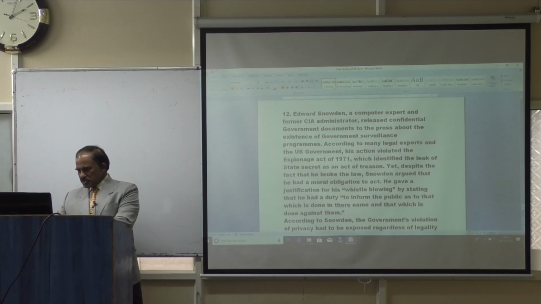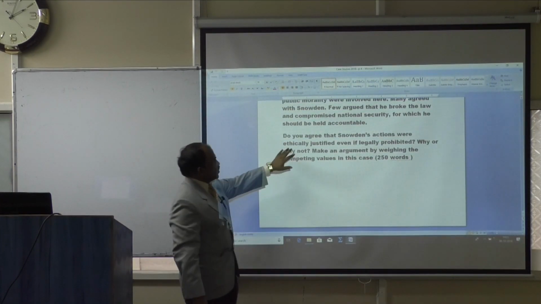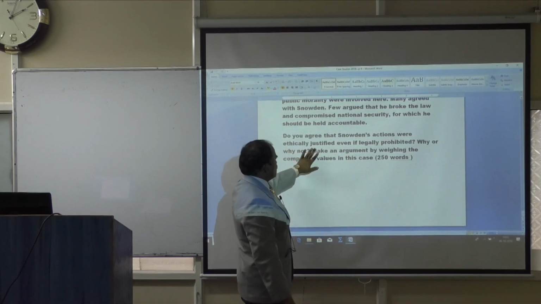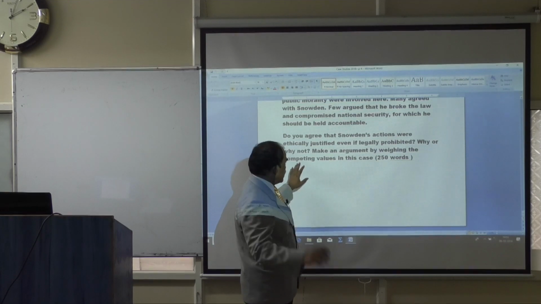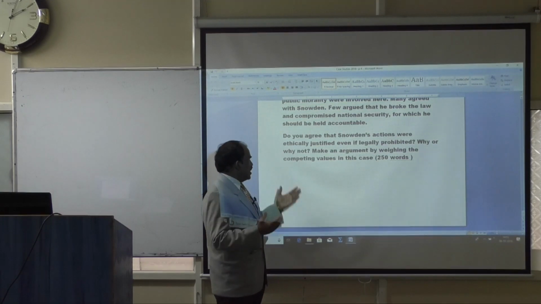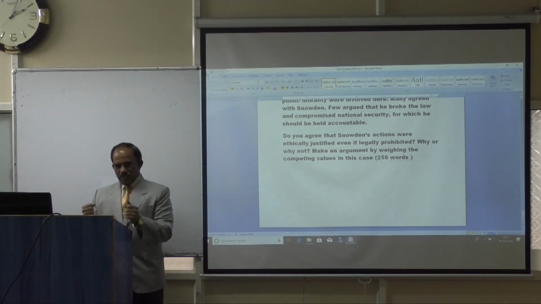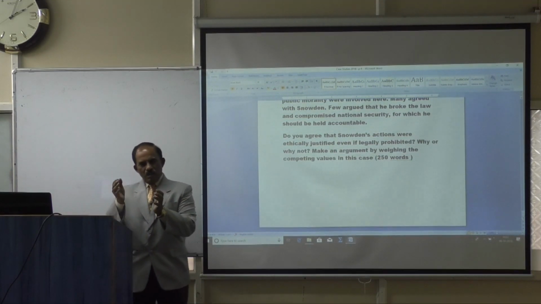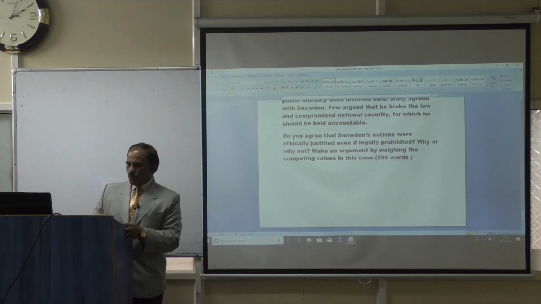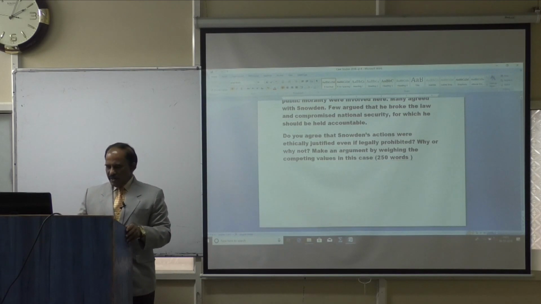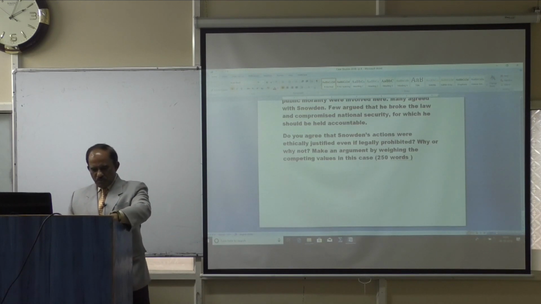Now the question is, do you agree that Snowden's actions were ethically justified, even if legally prohibited? Why or why not? Make an argument by weighing the competing values in this case. Now this is very interesting. There is a tussle between the law versus the ethics. Whether a bureaucrat working in an organization can come to the press and expose these things to the public.